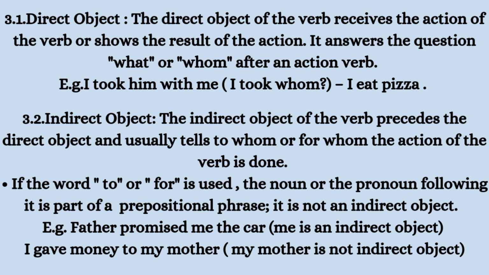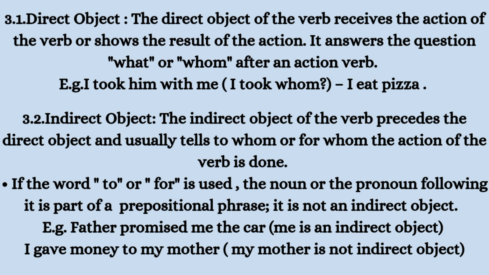For example, I took him with me. راح نسقسي هنا سؤال I took whom. أنا أخذت من. أنا أخذت who. I took him. So this is the direct object. I eat pizza. I eat what? I eat pizza. So pizza is the direct object.